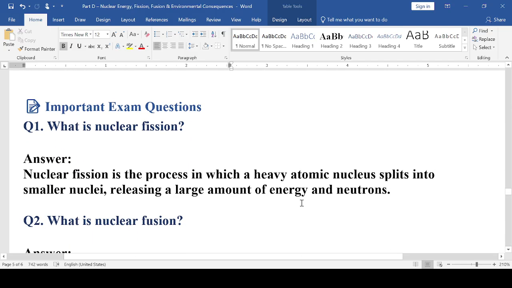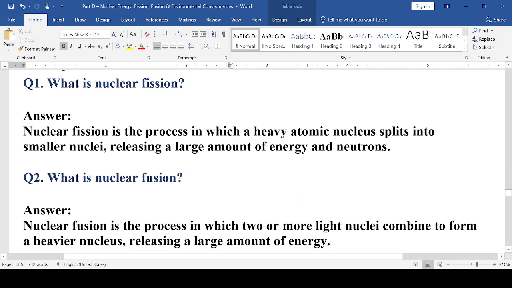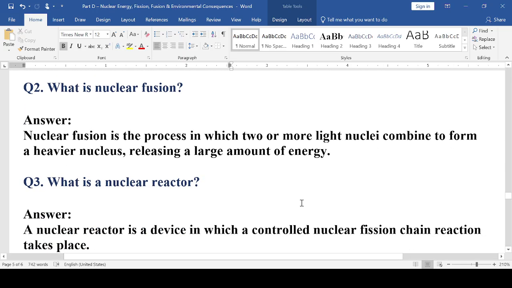So, important questions here. What is nuclear fission? Nuclear fission is a process in which a heavy atomic nucleus will split into smaller nuclei. When it is splitting into smaller nuclei, it will produce a large amount of energy and neutrons. Nuclear fusion is a process in which two or more light nuclei will combine to form a heavier nucleus. Again, it will release a large amount of energy.